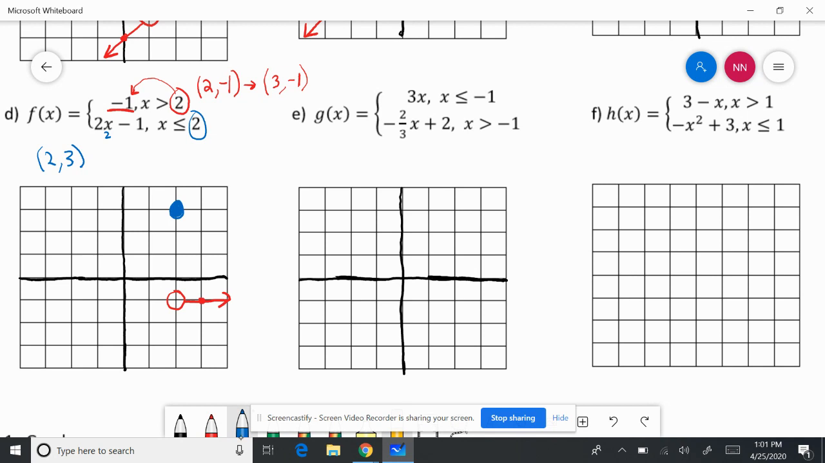Since it's less than or equal to, we're going to go to the left of 2. So we can pick 1 or 0 or -1, anything to the left. I'm going to plug in the 1. Now when I plug in the 1, 2 times 1 gives me 2, minus 1 is 1. So 1, 1 is my next point. Then I'm going to draw my straight line.